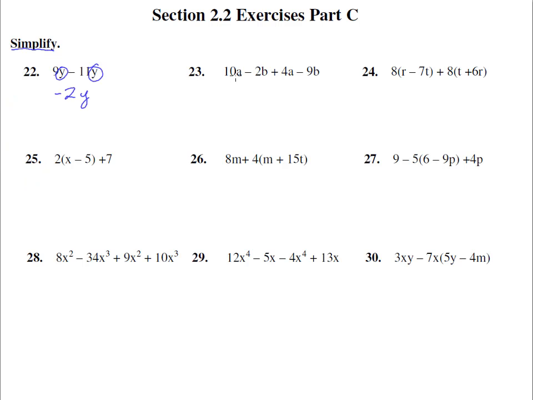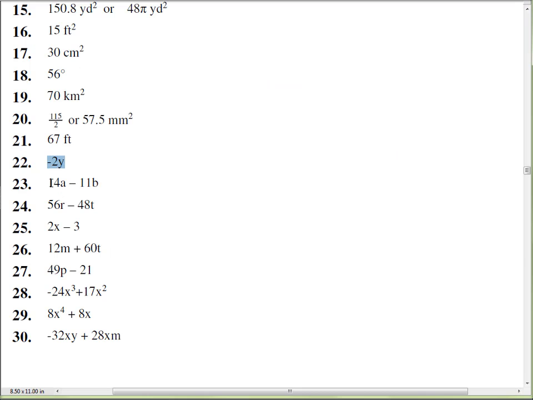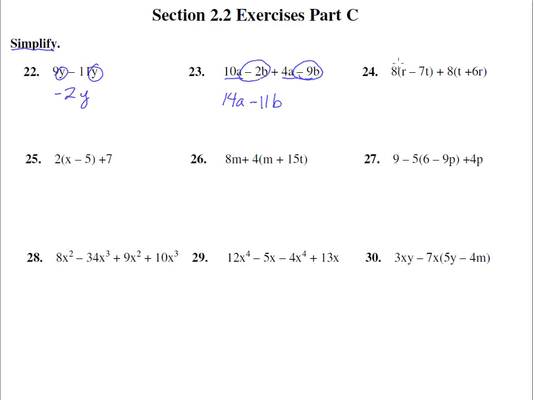Number 23, 10a minus 2b plus 4a minus 9b. We underline those things that are similar so we can put them together. 10a plus 4a, that is 14 of those a's. Minus 2b and minus 9b, a negative 2 and a negative 9 are negative 11, negative 11b. Let's double check our answer. 14a minus 11b, correct.